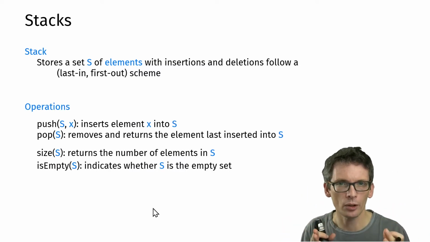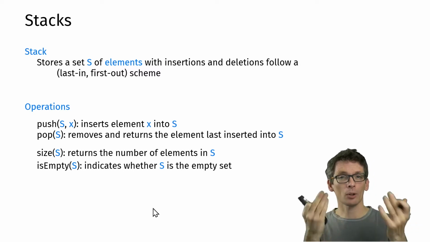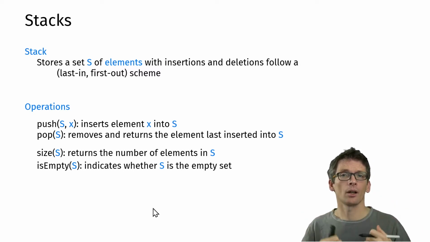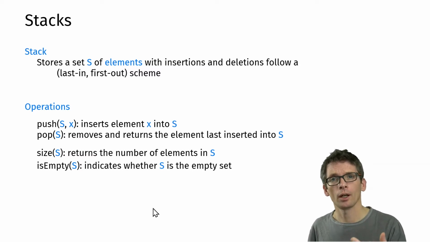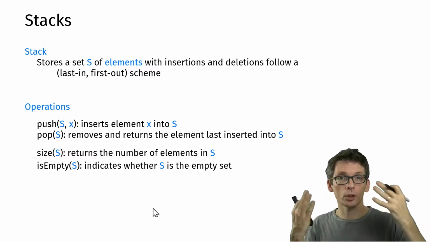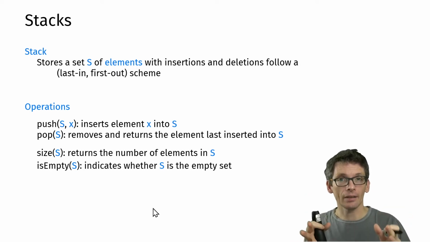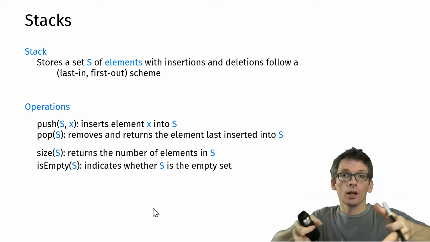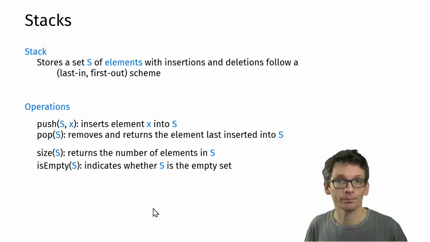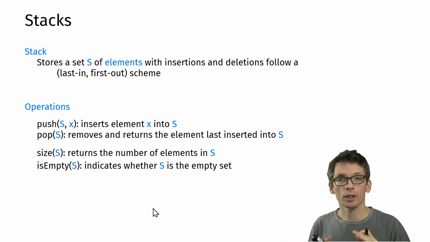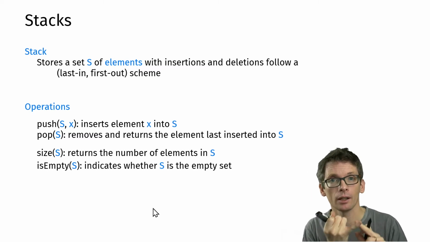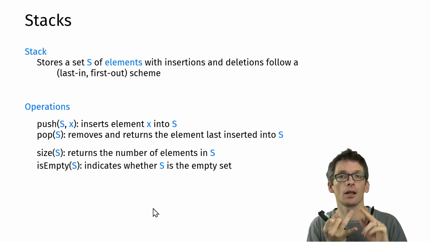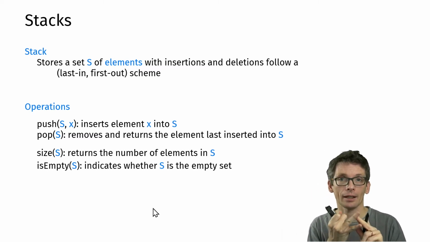Which operations do we want to support? We want to be able to insert and delete. Insert for a stack is called push, and removing an element is called pop, and pop also returns that element. Again, this is always the last element inserted. So the last element pushed is the first element popped. And then we also want to be able to say how many elements are still in the stack, so size, and whether the stack is empty.